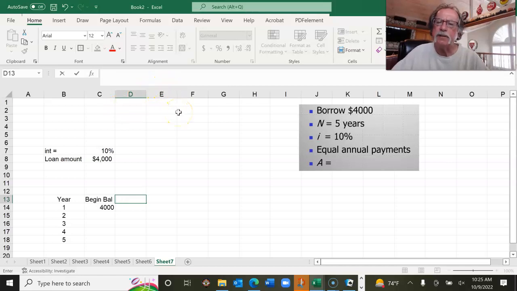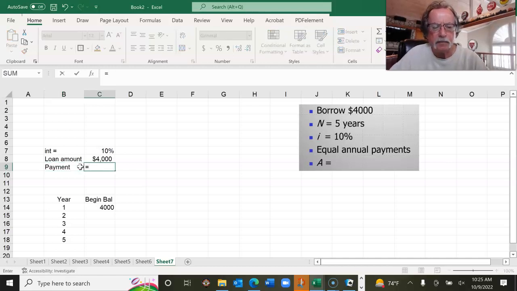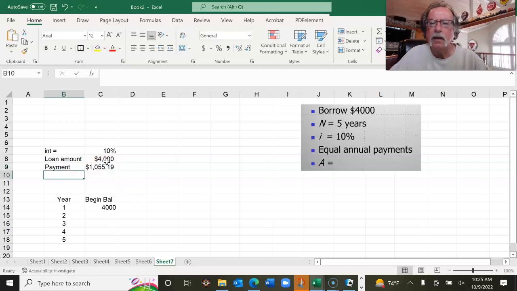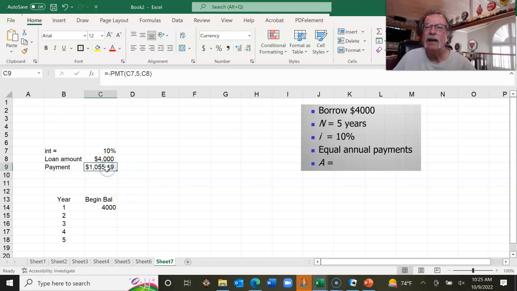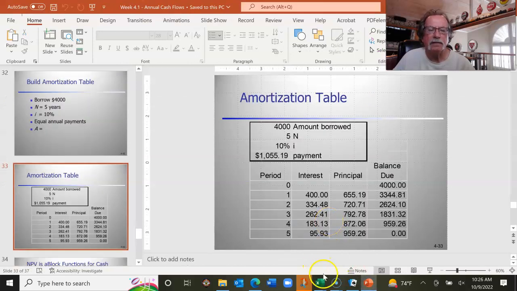Well, we don't really know the interest yet. Well, let's look at the payment amount. We're going to make 5 uniform payments, so we can use the payment function. And the rate is 10%. The number of periods is 5. And the present amount is $4,000. Is that right? We'll make sure that's right before we go any further. 1,055, okay.